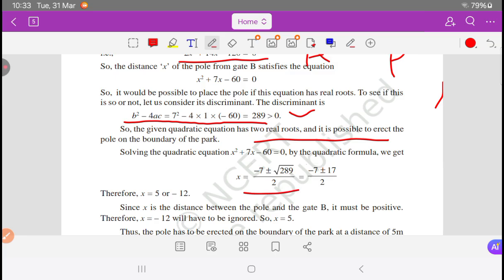So the roots formula is minus b plus or minus square root of b square minus 4ac, by 2a. So you know b is 7, so minus 7. 2a, a means 1 now. And b square minus 4ac is 289. So root 289, you will get 17. So minus 7 plus or minus 17.